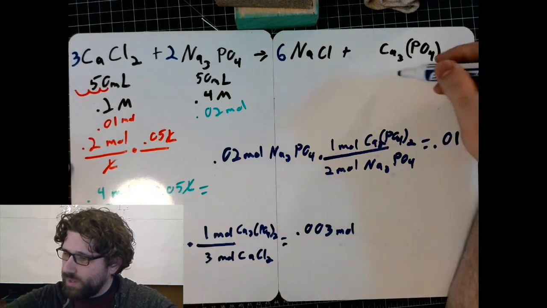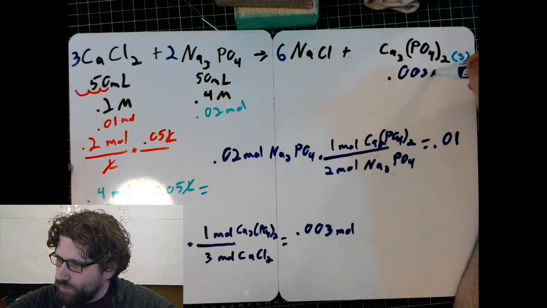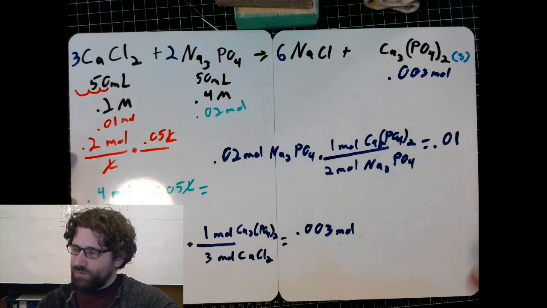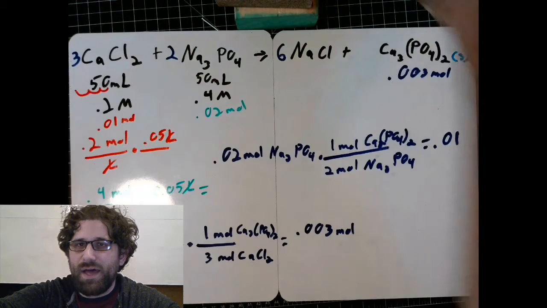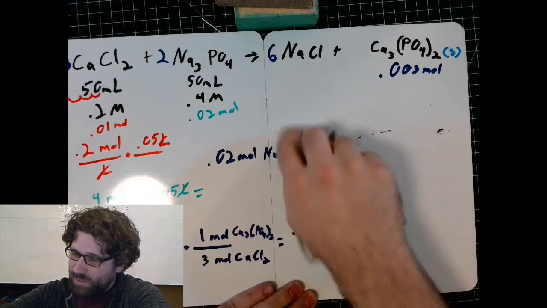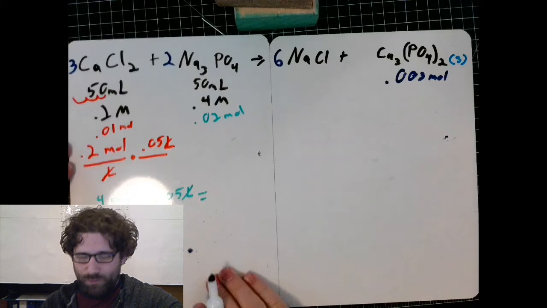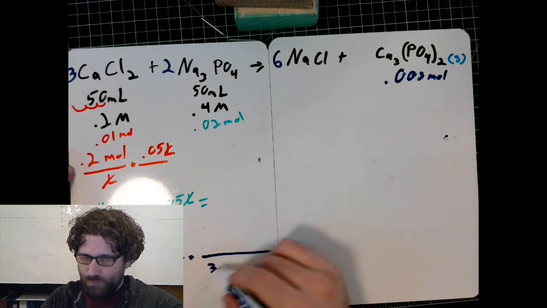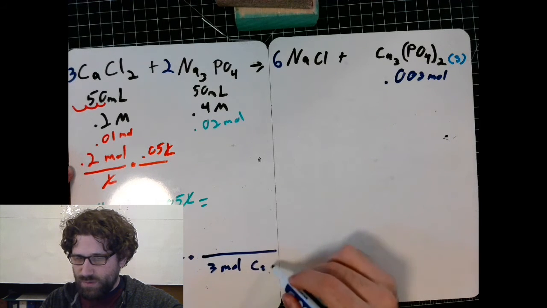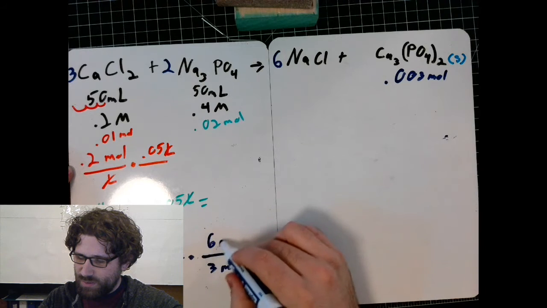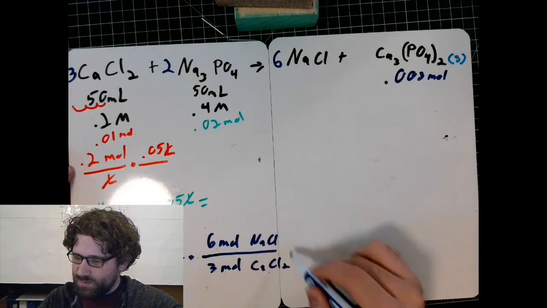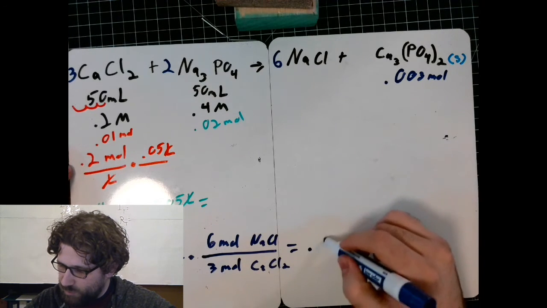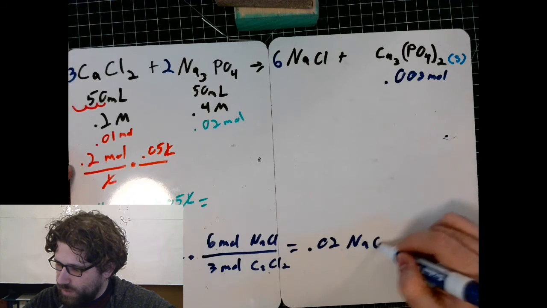So what are we going to be left with? We're going to get 0.003 moles of calcium phosphate. So let's go ahead and figure out how many moles we're going to have of sodium chloride. I'm sure we're going to need that later. So we're going to start with the same math, 0.01 moles of calcium chloride times, for every 3 moles CaCl2, we're going to get 6 moles NaCl. What is that? 0.01 times 6 divided by 3 is going to be 0.02 NaCl.